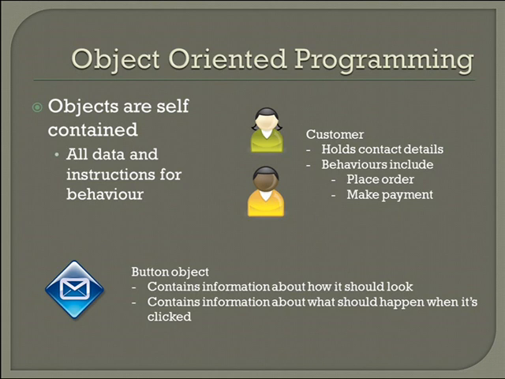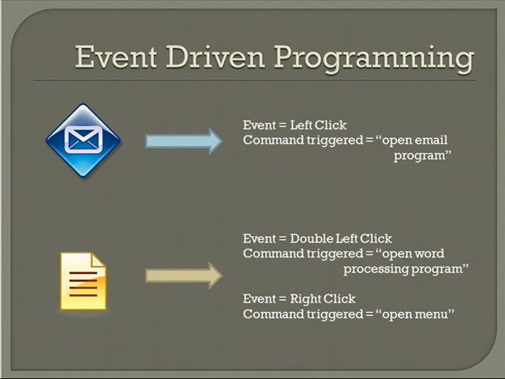Event-driven programming can use procedural or object-oriented programming. In a visual system that has objects such as buttons and icons, each object must be told how to react to different events. In this example, left-clicking on the blue button will trigger a piece of code that will open the user's email program. Meanwhile, you would normally expect single left-click on the yellow icon to select it, but double left-click would run code to open the word processing program. In Windows, right-clicking the icon opens a menu.